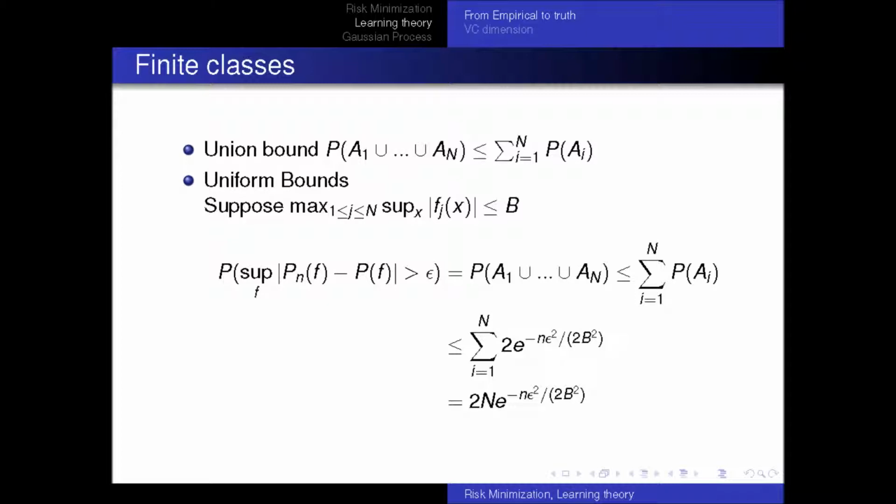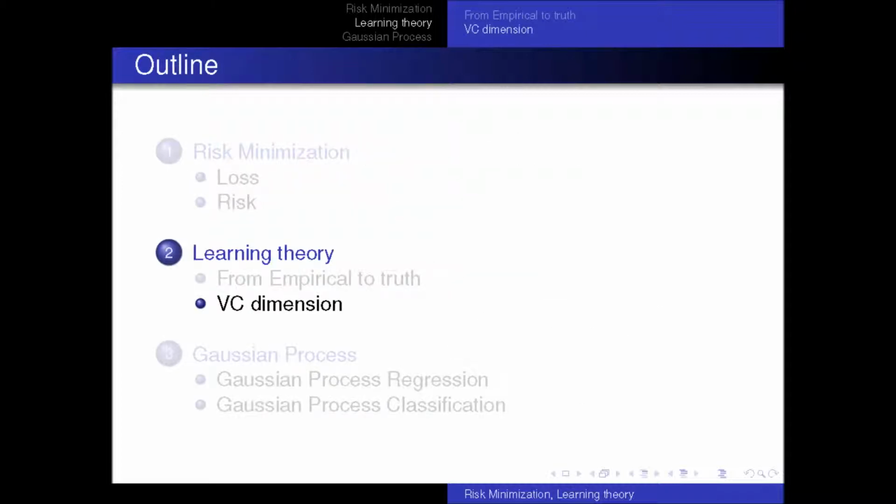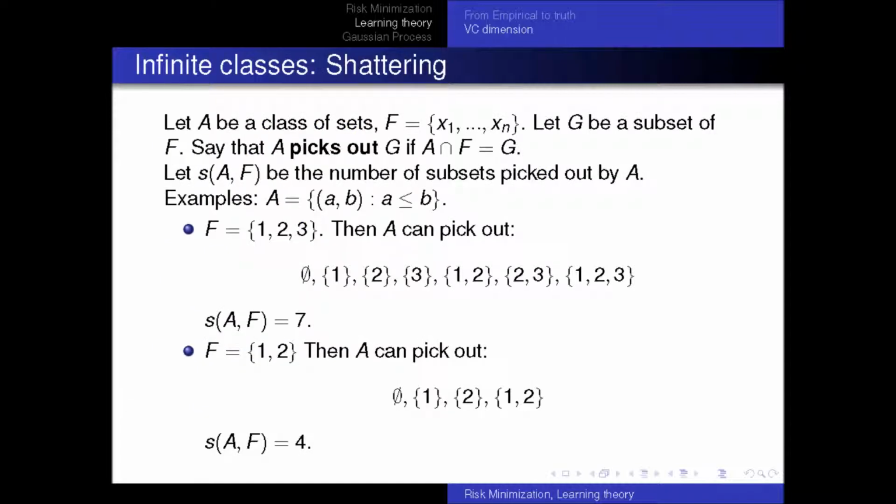So what if the class is not finite? Which means we are choosing a function from an infinite class of functions. So here comes the VC dimension and shattering, all these concepts. I will introduce all these concepts again. So shattering is just: let A be a class of sets, and F is a set of n points, and G is a subset of F. We say that A can pick out G if A intersect F equals G.